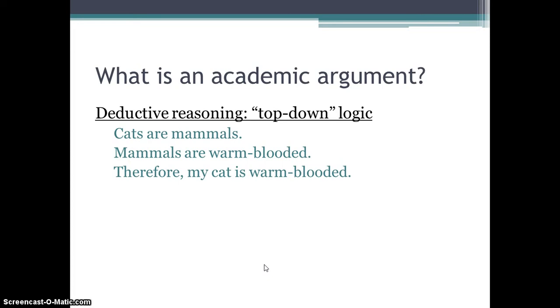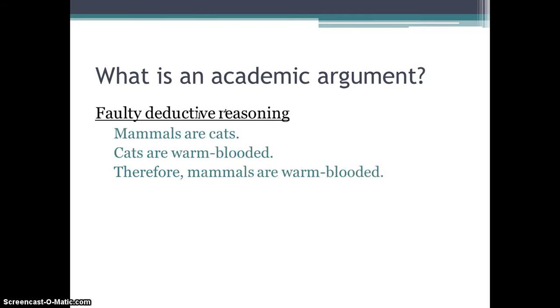However, deductive reasoning can often go wrong if the statements aren't necessarily working together. So, for example, this is faulty deductive reasoning. We have: mammals are cats. Cats are warm-blooded, therefore mammals are warm-blooded. It's applying a big rule to a small situation and then back to a big situation.